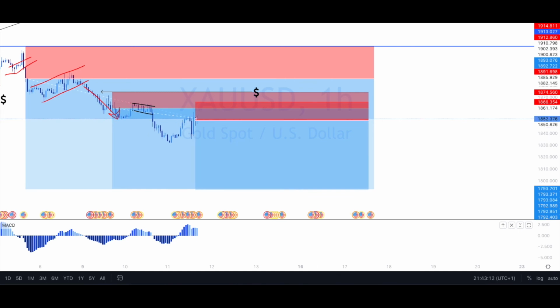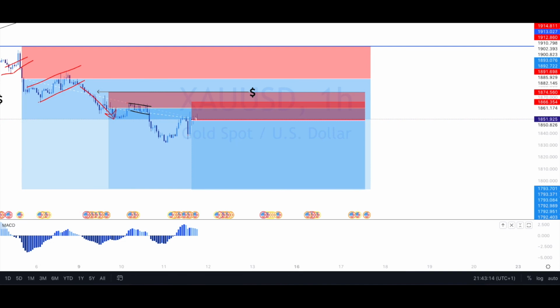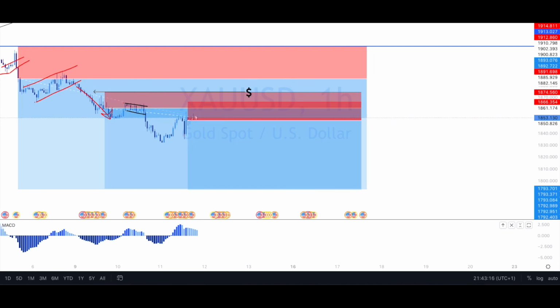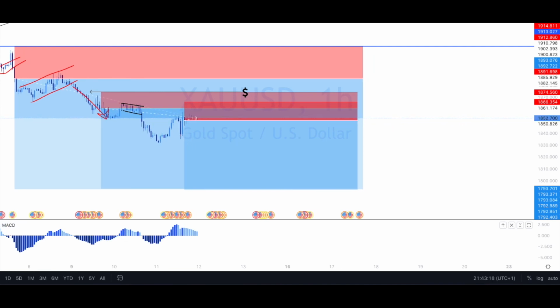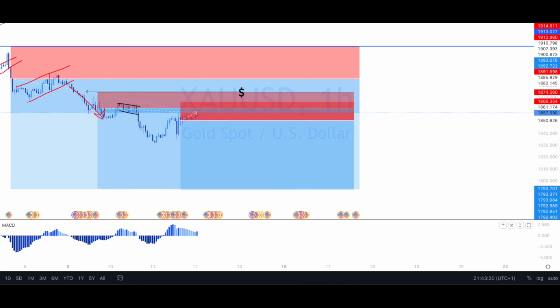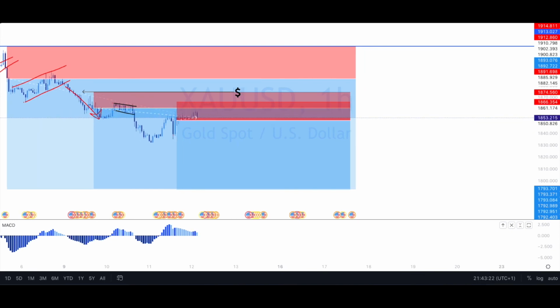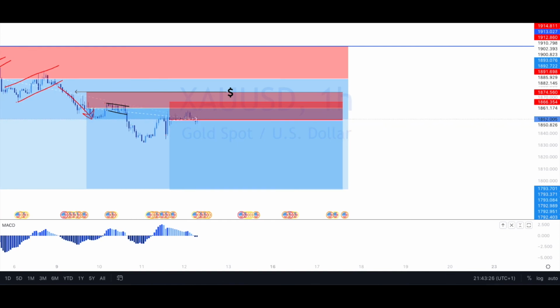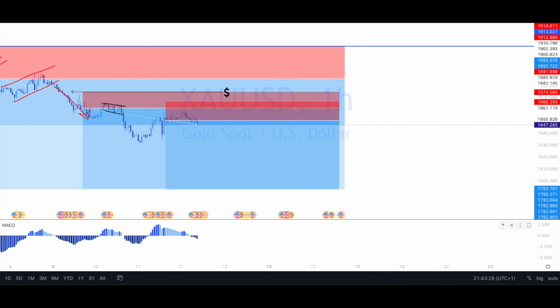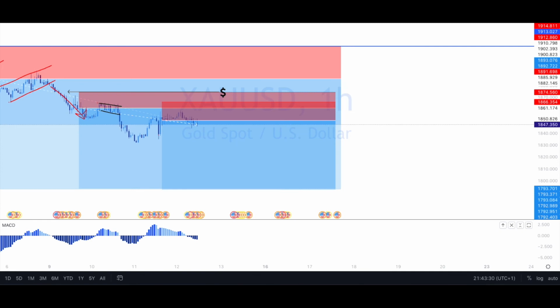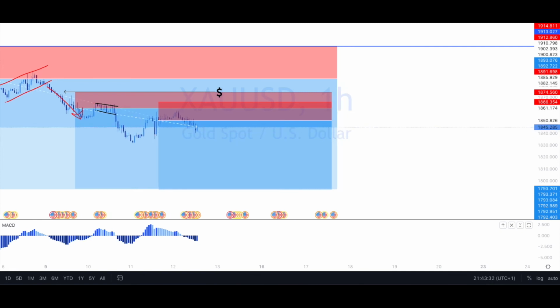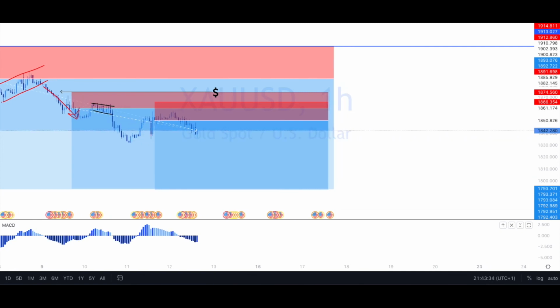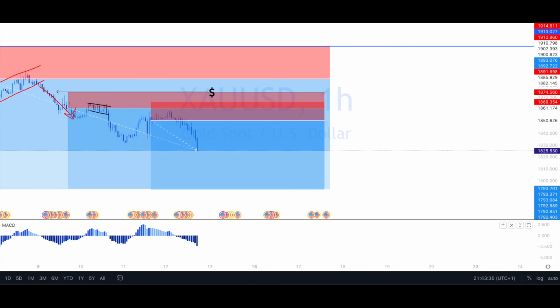So come on now, let's go. Okay, so we're in the red. It's not looking good. Okay, come on now. I should have entered there actually. Okay, alright, so far so good. We're getting our way now. Okay, cool.